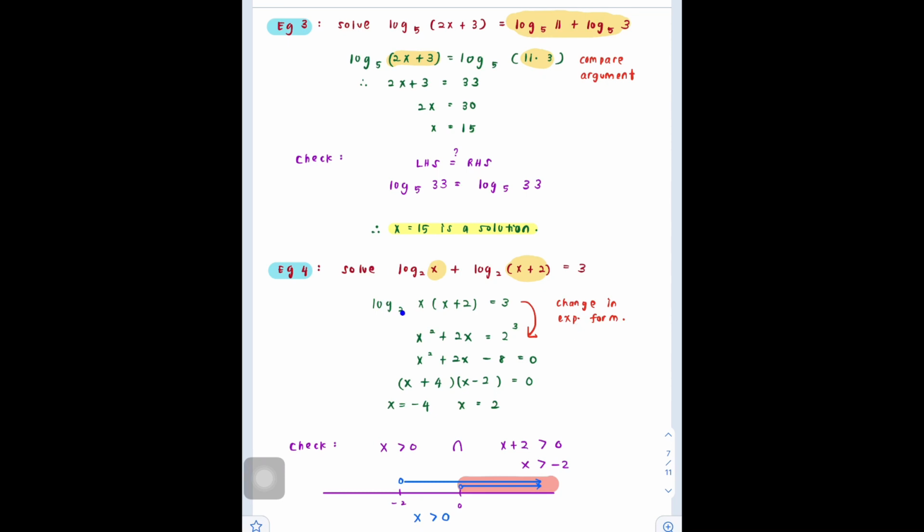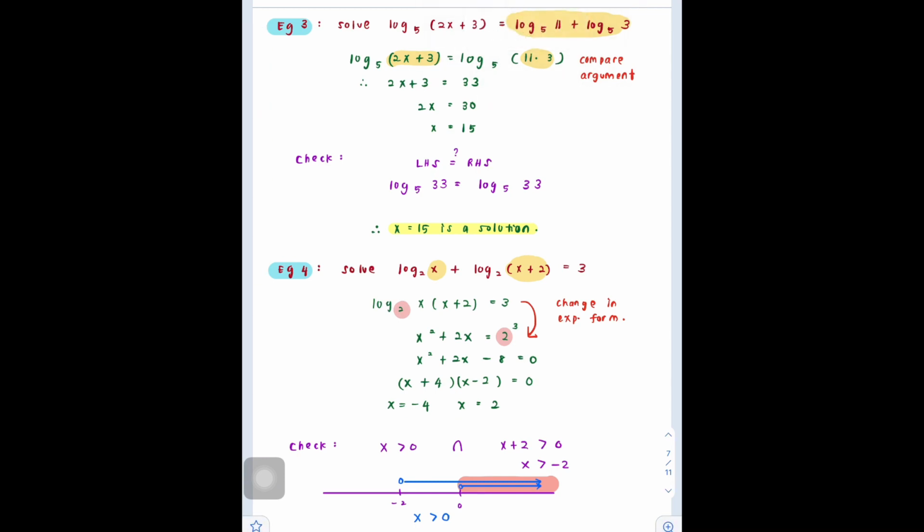So what is the exponential form? x squared plus 2x is equal to 2 to the power of 3. So you will have the same base, which is the base of the log function, and this is the base of the exponential function. Okay. Then you have the quadratic here. So what to do with this quadratic? Factor. You have x equal to -4 and x equal to 2.